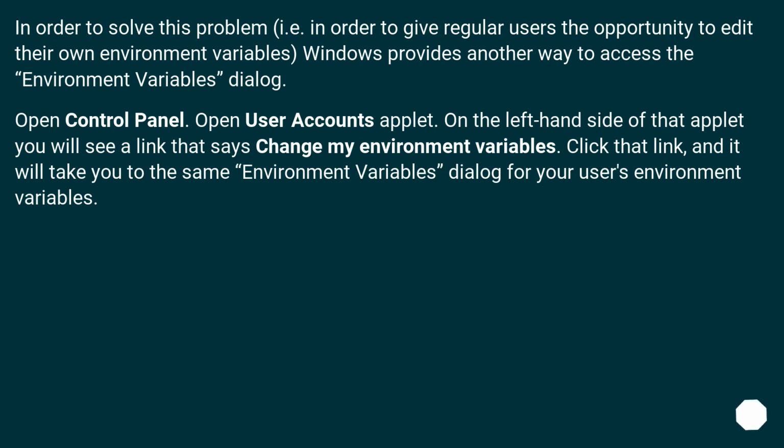i.e. in order to give regular users the opportunity to edit their own environment variables, Windows provides another way to access the environment variables dialog. Open Control Panel. Open User Accounts applet. On the left-hand side of that applet you will see a link that says Change My Environment Variables. Click that link, and it will take you to the same environment variables dialog for your user's environment variables.